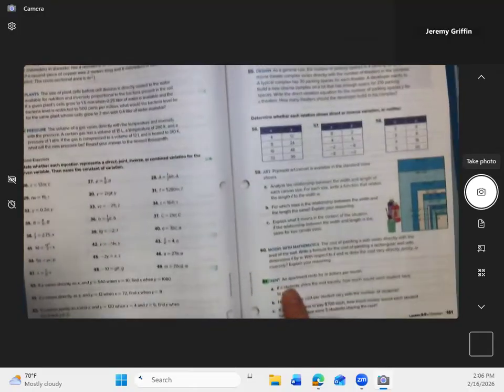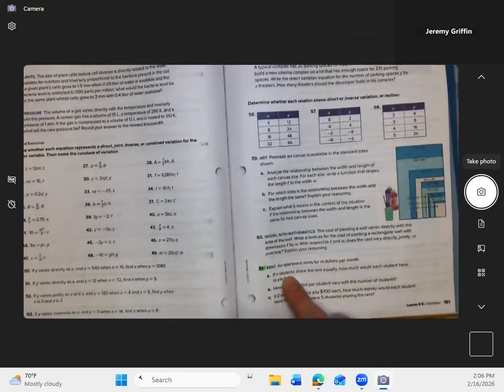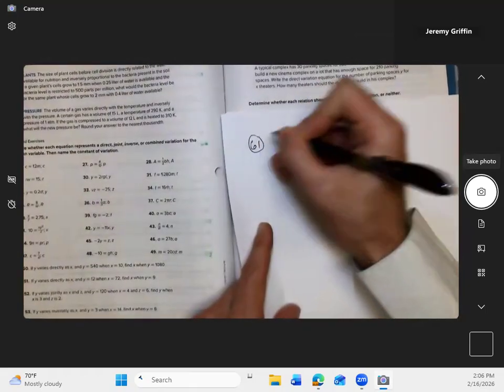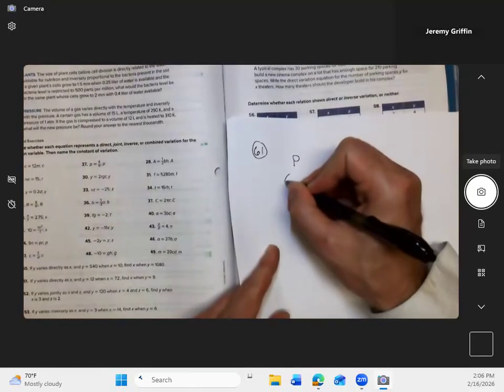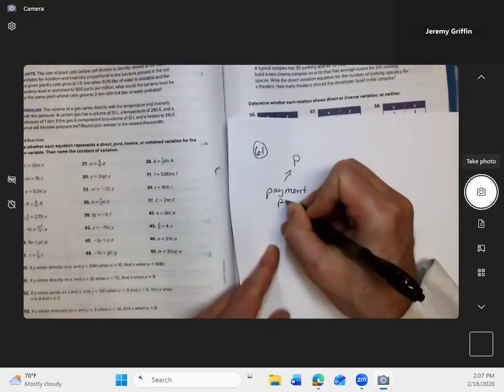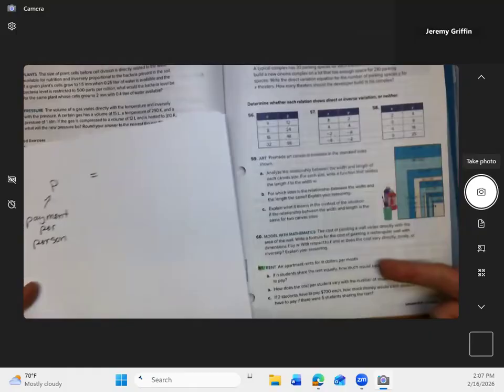All right, number 61, rent. An apartment costs $M per month. N students share the rent equally. How much would each student have to pay? Okay. So I'll say P is payment per person. All right. Well, let's just take the total rent.